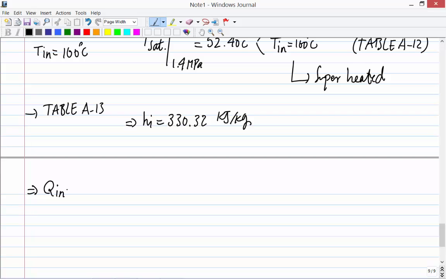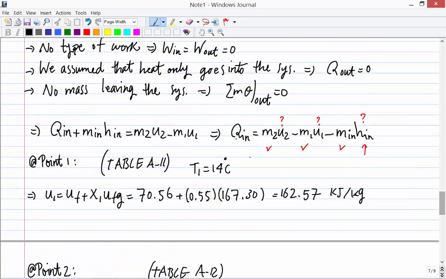Now I'm going to put all the information that I got into that main equation here.